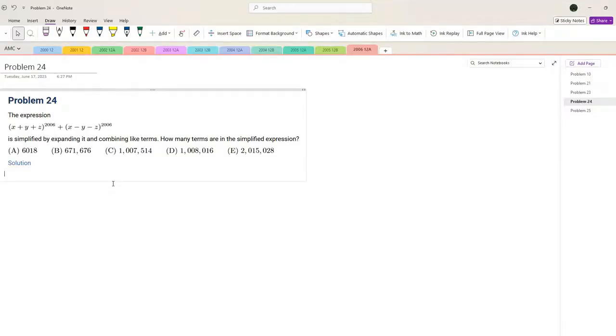Hi everyone, today I'll be talking about 2006 AMC 12A problem 24. The expression (x + y + c)^2006 + (x - y - c)^2006 is simplified by expanding it and combining like terms. How many terms are there in the simplified expression? So we can use the multinomial theorem, which is a generalization of the binomial theorem.